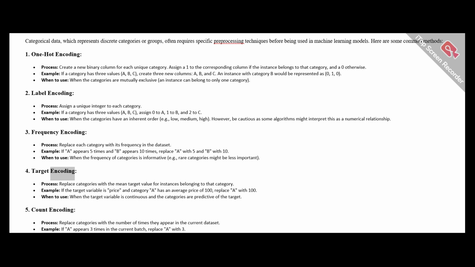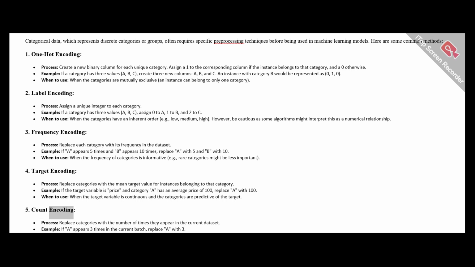4. Target encoding. Process: replace categories with the mean target value for instances belonging to that category. Example: if the target variable is price and category A has an average price of 100, replace A with 100. When to use: when the target variable is continuous and the categories are predictive of the target.